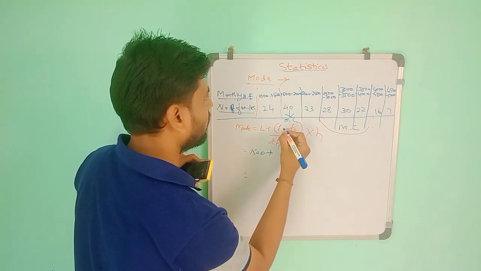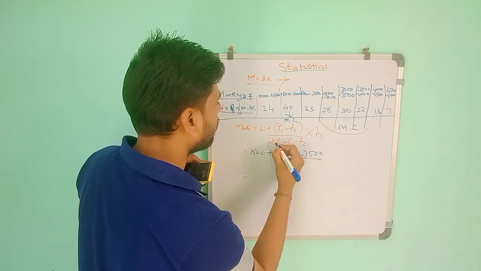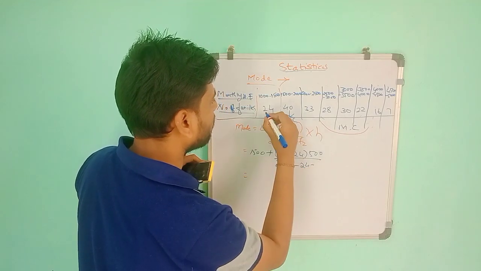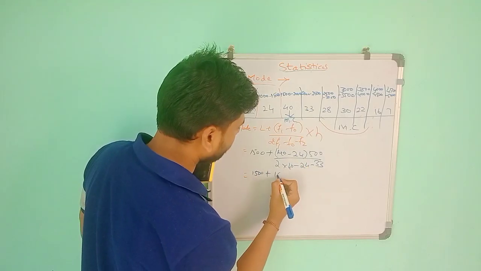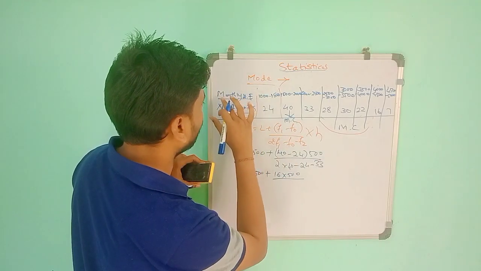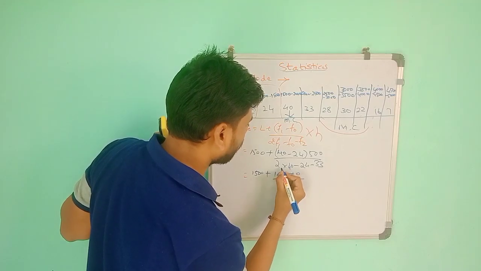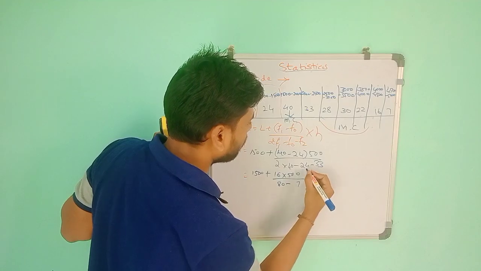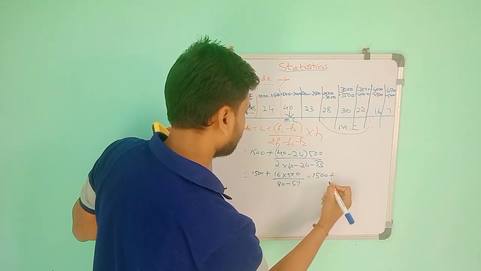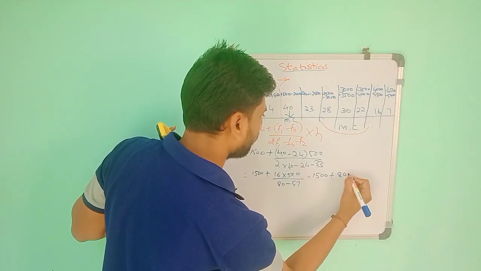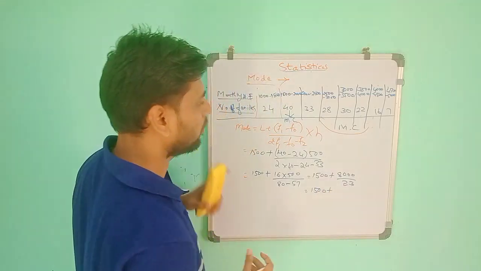So 1500 plus f1, which is 40, minus f0, 24, into h, which is 500, divided by 2 f1, 2 into 40, minus 24 which is preceding, minus this succeeding 33. So this will give 1500 plus 16 into 500, where 500 is the size of the interval, divided by 80 minus 57, which is 23. 16 into 5 is 80, so 8000 divided by 23.